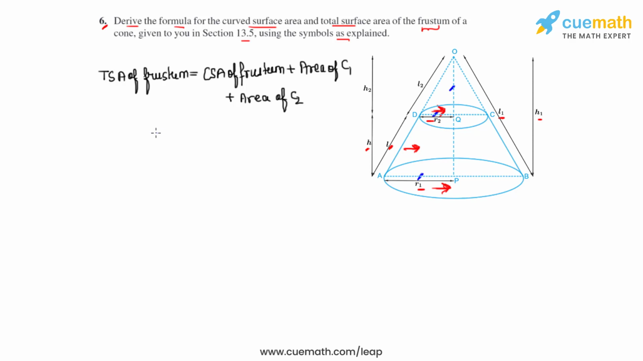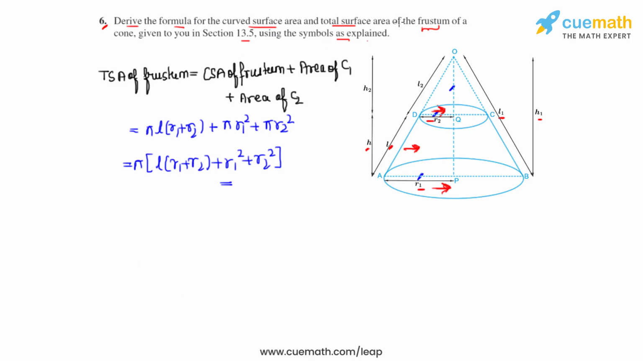We substitute the formulas, and that will be pi L times R1 plus R2. The area of circle 1 will be pi R1 square, and the area of circle 2 will be pi R2 square. We can take pi common, and what we are left with inside the brackets will be L times R1 plus R2, plus R1 square plus R2 square. And this is the total surface area of the frustum which was formed. And that's how we solve this problem.